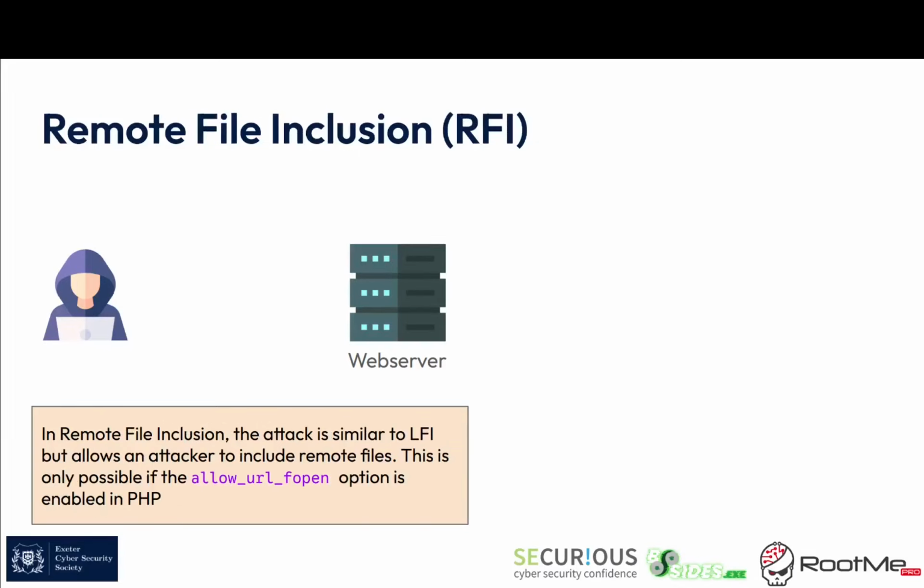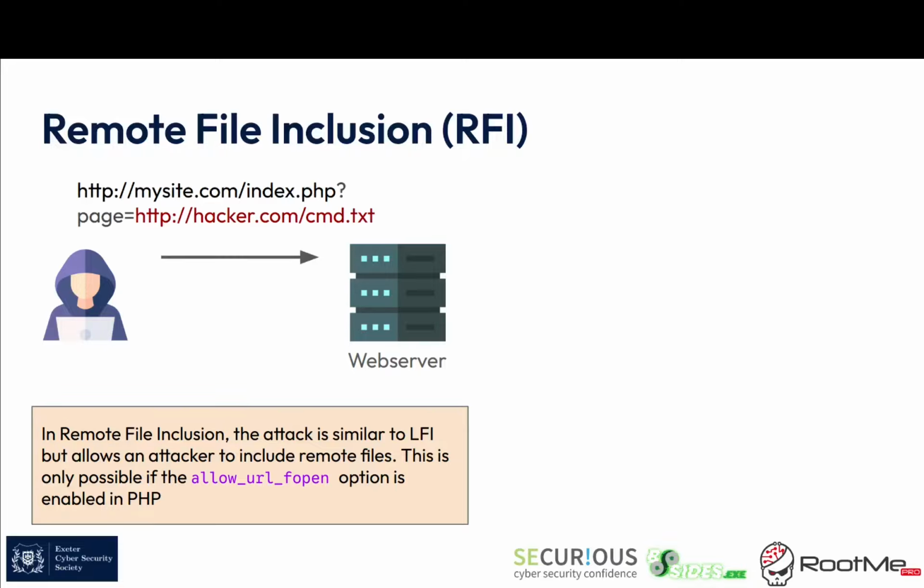Okay, so the second part would be remote file inclusion. In remote file inclusion, the attack is very similar to local file inclusion, but it allows an attacker to include remote files. Now this is slightly less common because it actually depends on certain options being enabled. So for example, in PHP, you need the allow_url_fopen option to be enabled in order to do this type of attack.